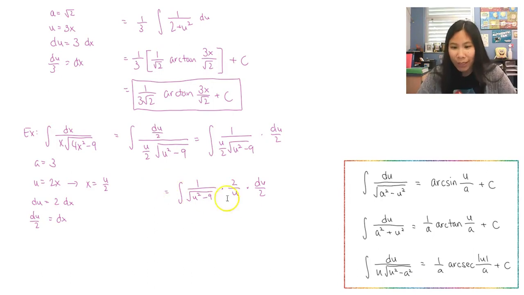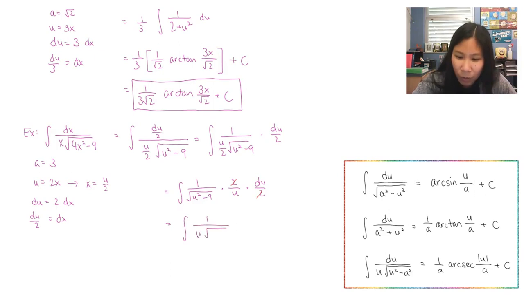Okay, so writing it out like this, now I see I have things that can cancel out because I've got the 2 and the 2 here, yay. And then I can rewrite this now as 1 over u square root of u squared minus 9 du. Okay, much nicer. So now this looks exactly like our formula, except instead of a squared, we have 9.